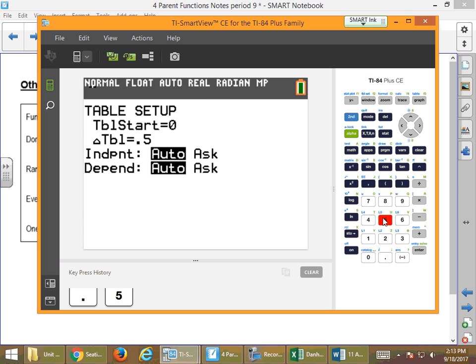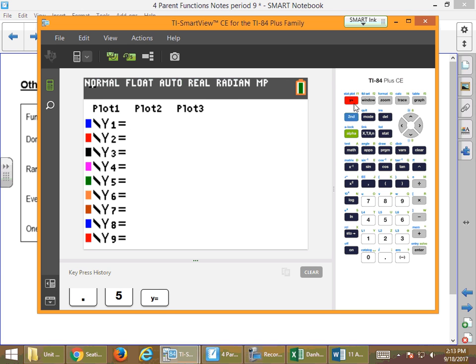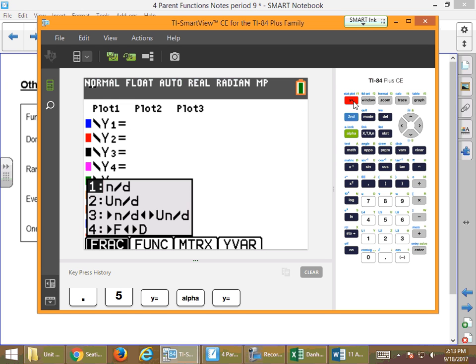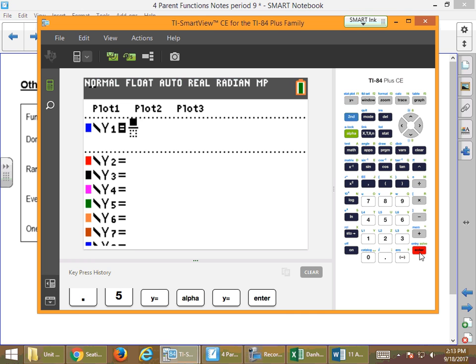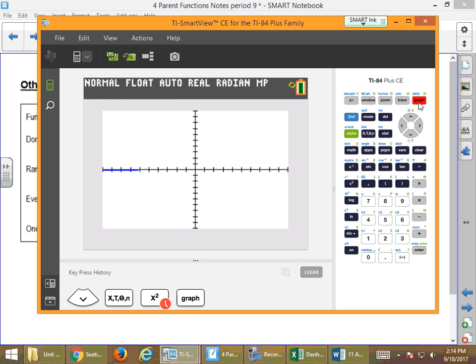And once we get that situated, then we can go to y equals, and this time we can type in our function of 1 over x squared. If you have the calculator, it's always nice to use the fraction button. So look at a graph. And we've seen many today.